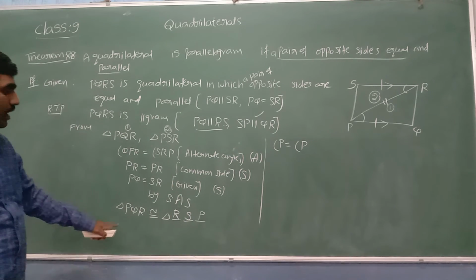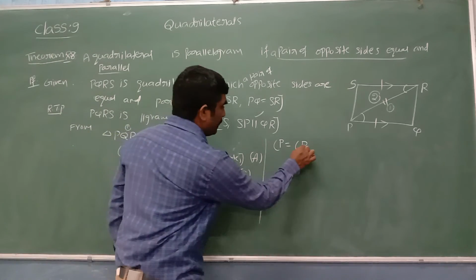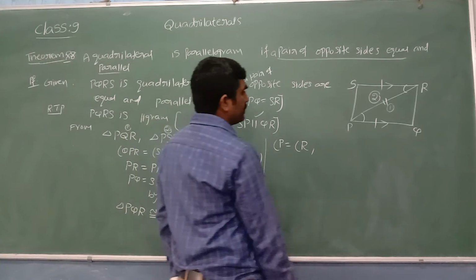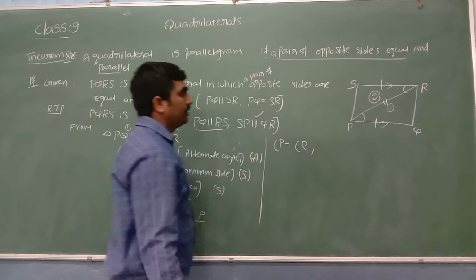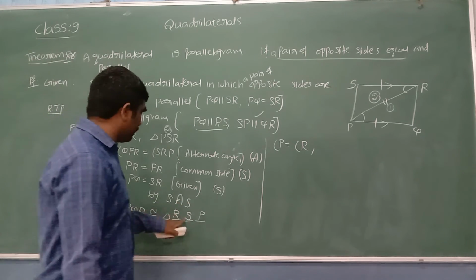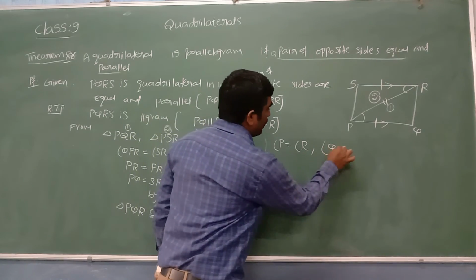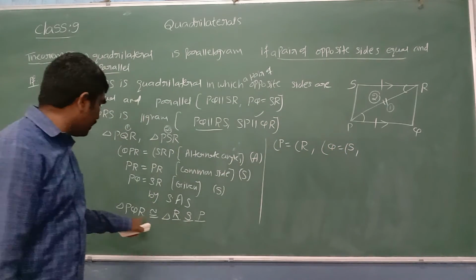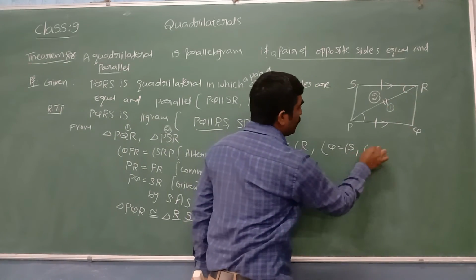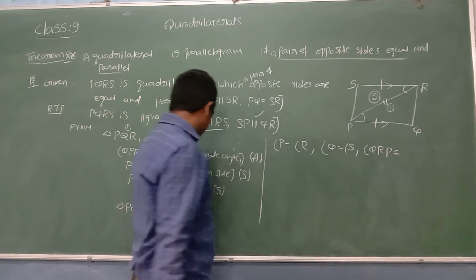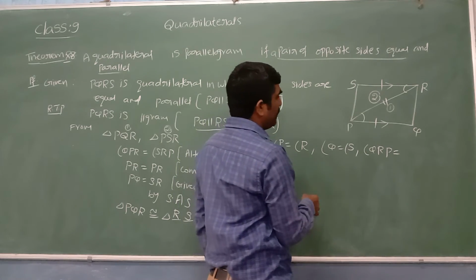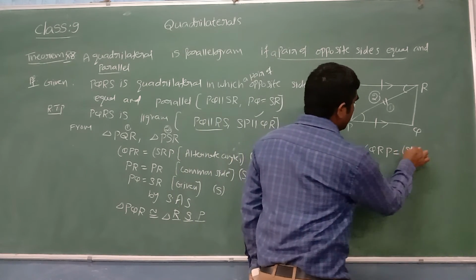So we'll take the equal parts. Angle P is equal to angle R. Next, angle Q is equal to angle S. Next, angle R is equal to angle P. We write here angle Q is equal to angle S, and we write here angle R is equal to angle P. In the first triangle angle R, we can write angle QRP is equal to, in the second triangle angle P, how can I write this angle P? Angle SPR.